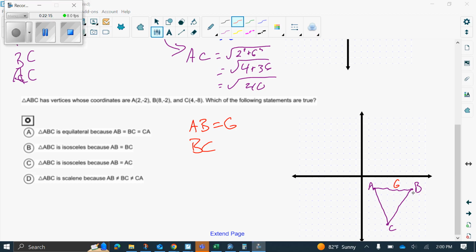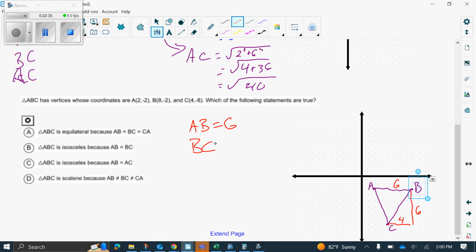Alright, so for BC, if my pen will break, there we go. So we count down. 1, 2, 3, 4, 5, 6. And we go over 1, 2, 3, 4.